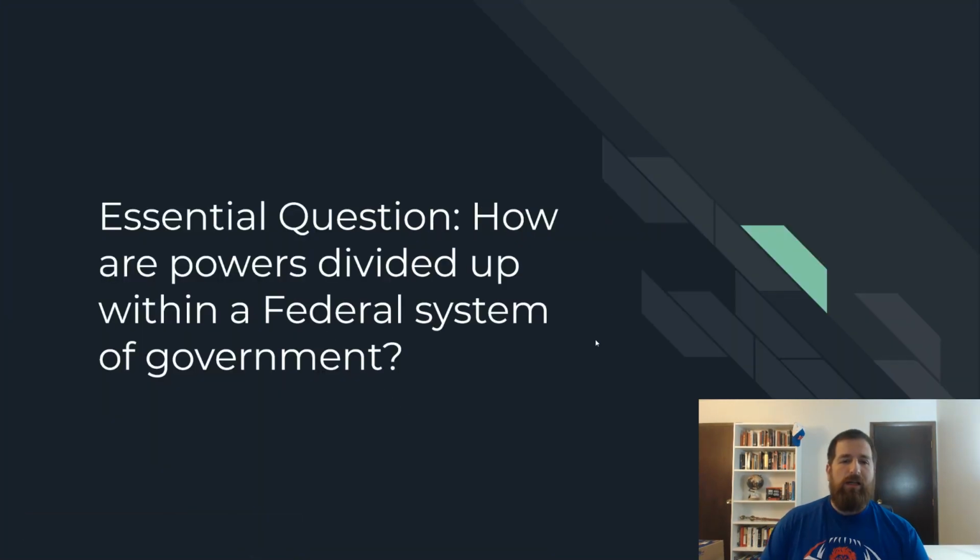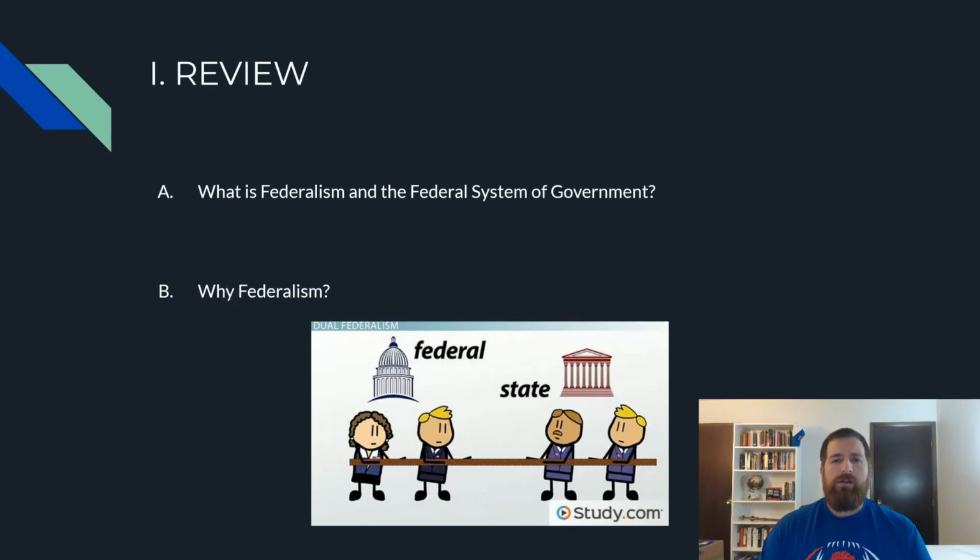And so our central question is, how are powers divided up within a federal system of government? So let's start by reviewing what is federalism and the federal system of government. Well, a government that uses a federal system or uses federalism is a government that divides power between the federal or national and the state level of government. So powers are relatively equally distributed between the federal on one hand and the state level governments on the other.